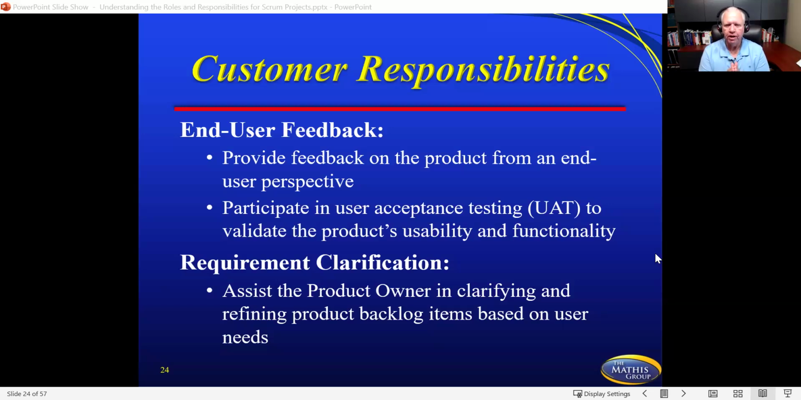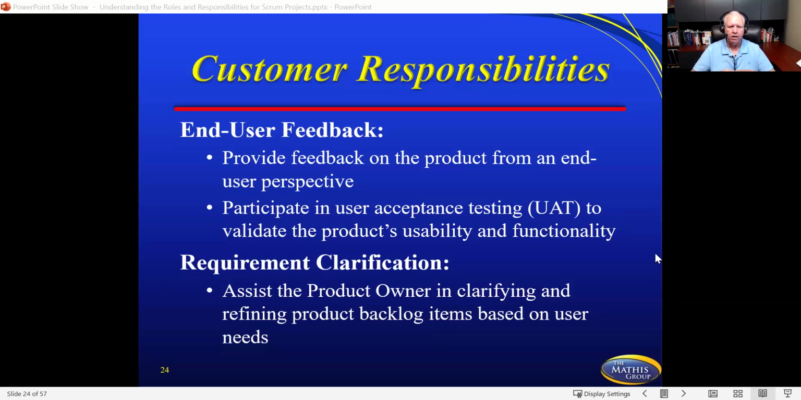So here's the goal. If we are wrong, we want to be wrong early. Man, we don't want to go through 15 sprints and the customer goes, yeah, this is not even close. You're wanting to be wrong way earlier than this. And so you participate in user acceptance testing to validate the product's usability and functionality. So that's end user feedback.